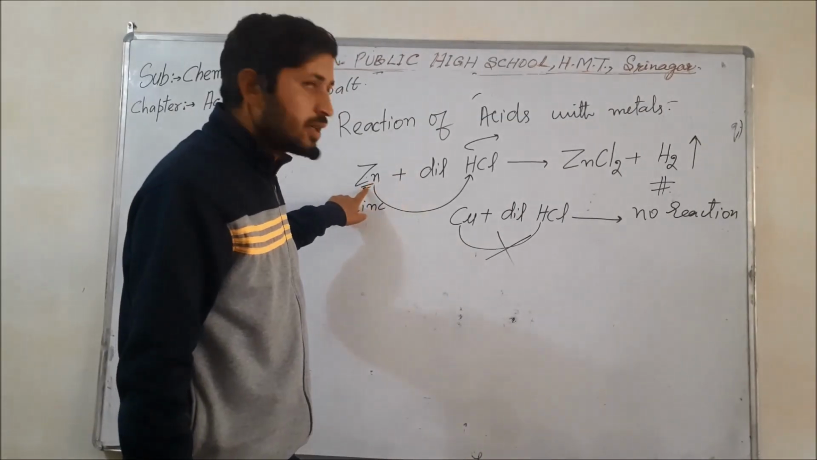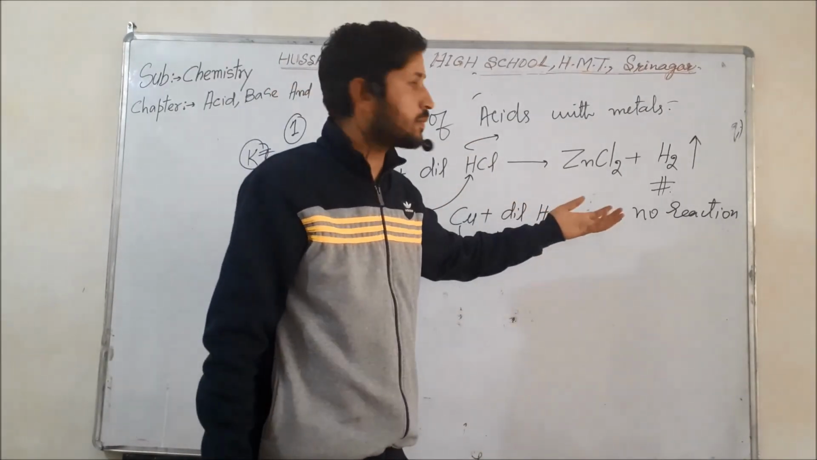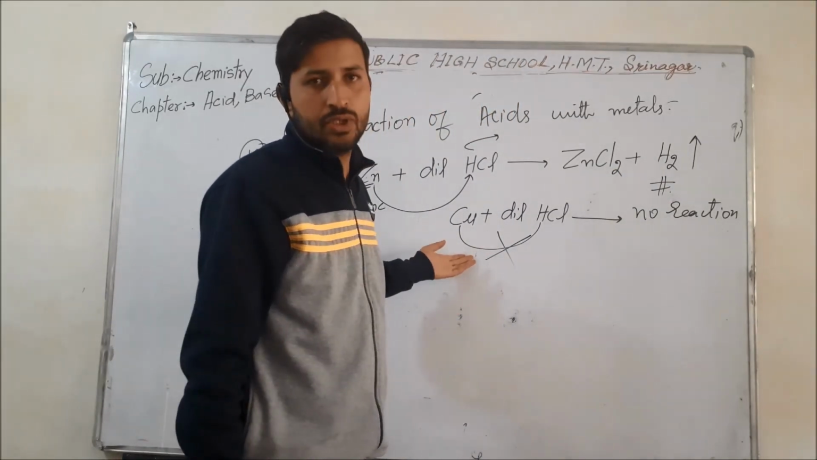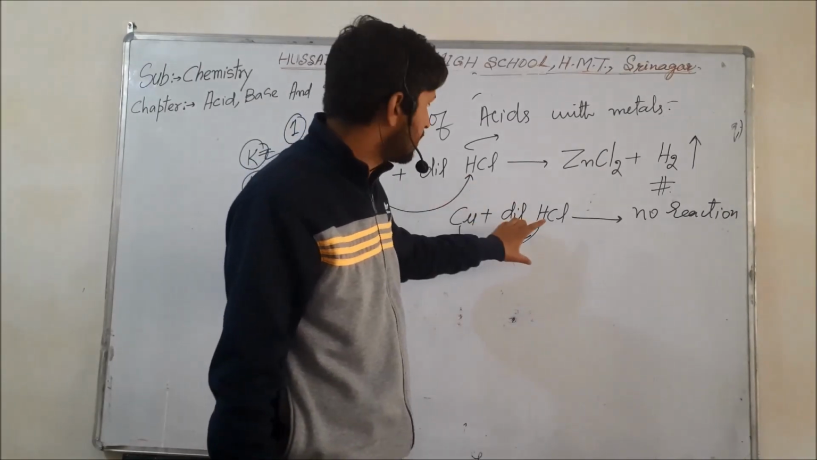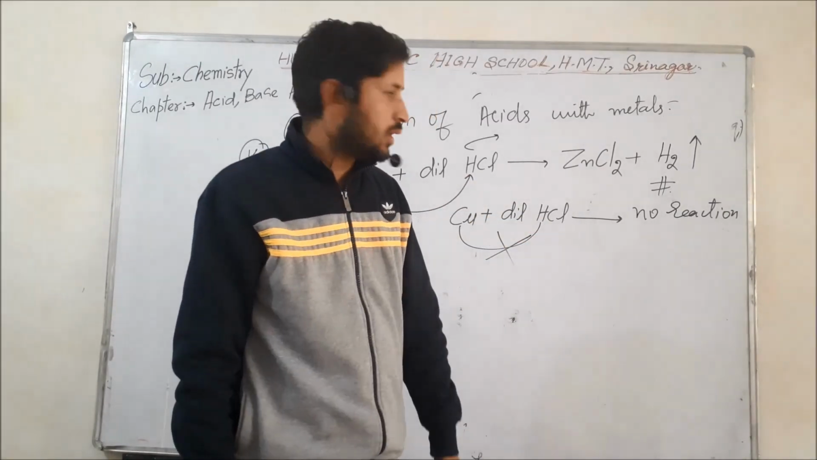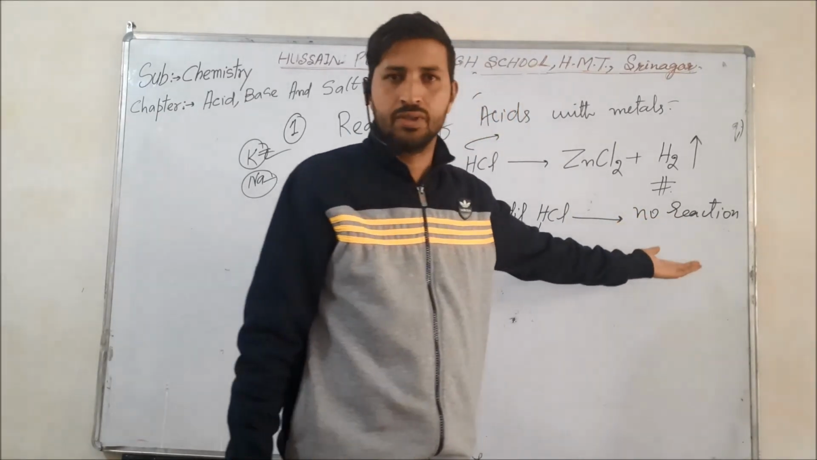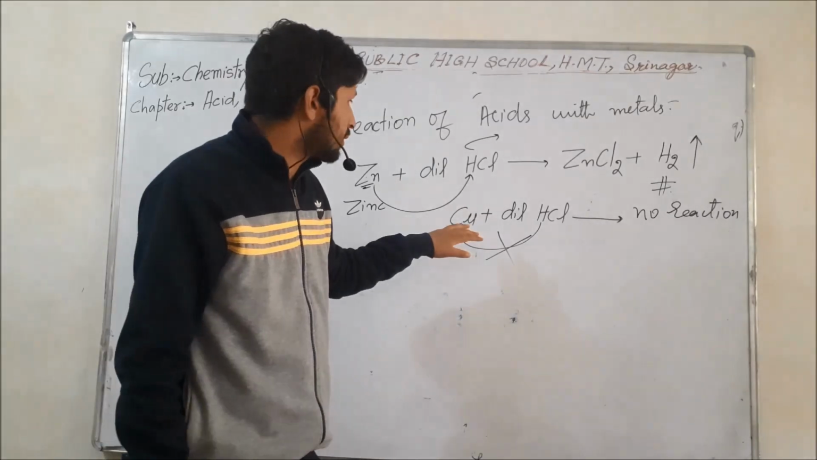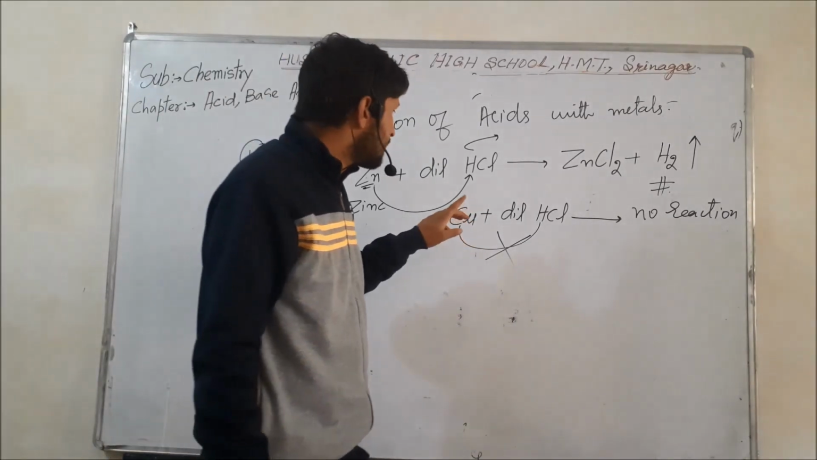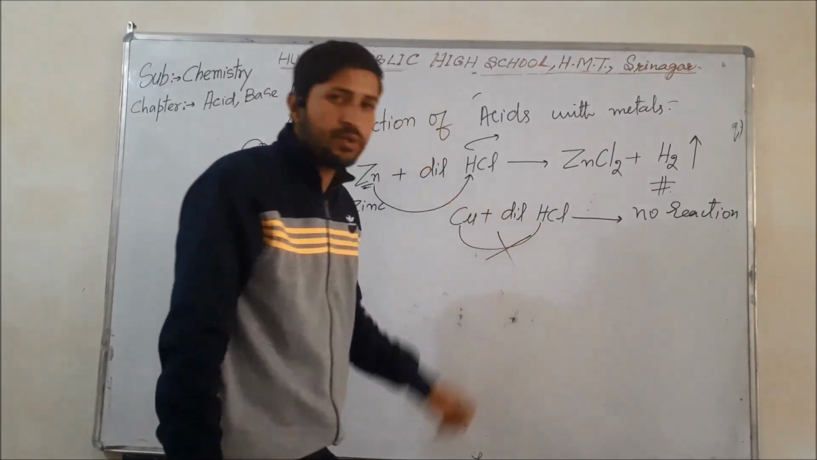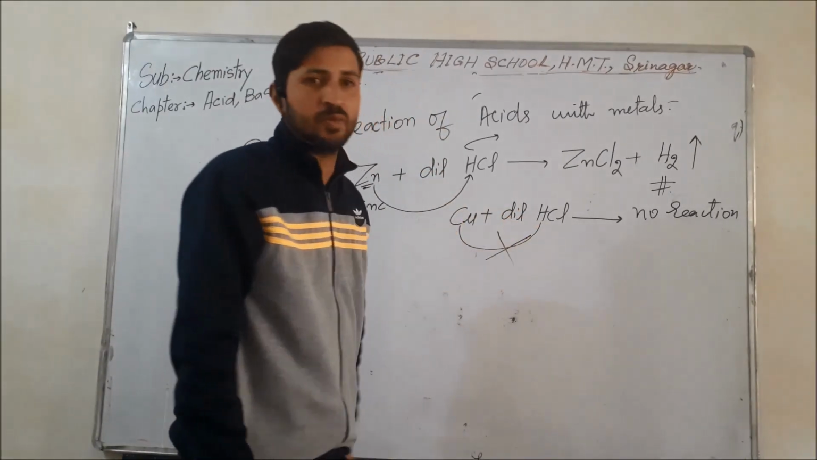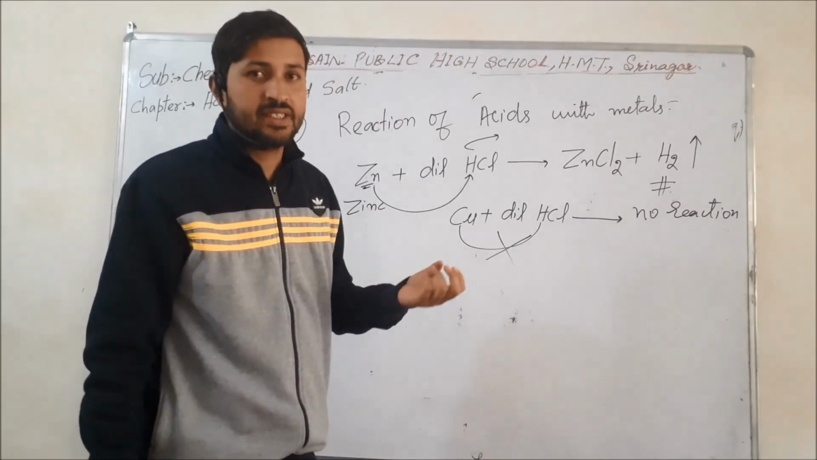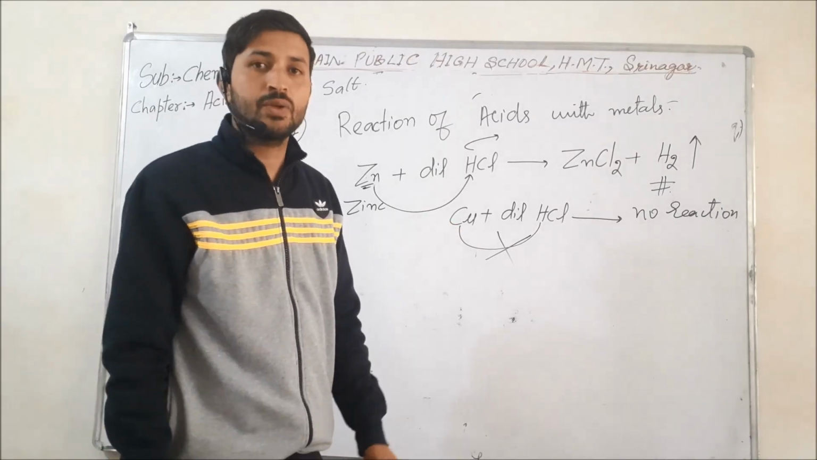What happens here? Zinc reacted with dilute hydrochloric acid. It formed a salt, zinc chloride, plus hydrogen gas. Another example we took is copper. When copper metal is dipped in dilute hydrochloric acid, there is no reaction, no products. Why? Because reactivity series guides us about displacement reaction. Reactivity series says that hydrogen is more reactive than copper. Hydrogen will not be displaced by copper. This reaction is not possible. I also told you that the zinc reaction is used to produce hydrogen gas.